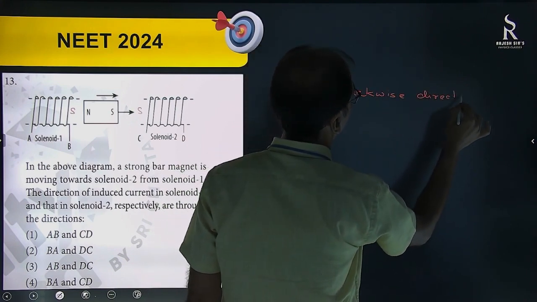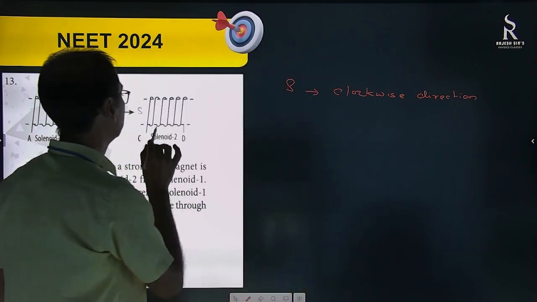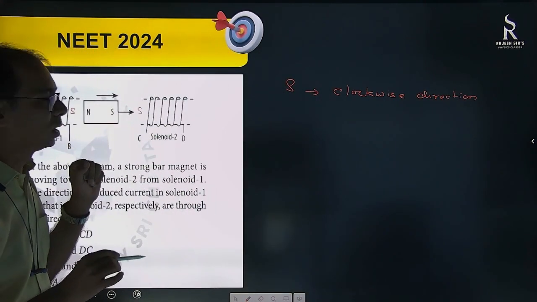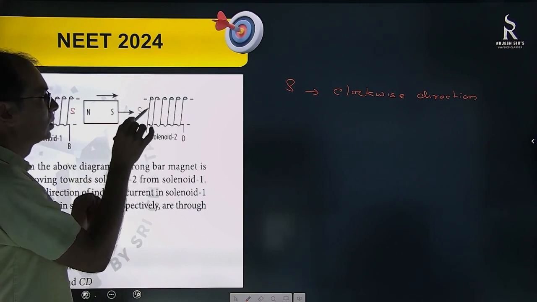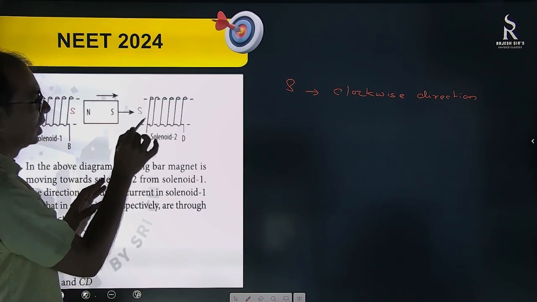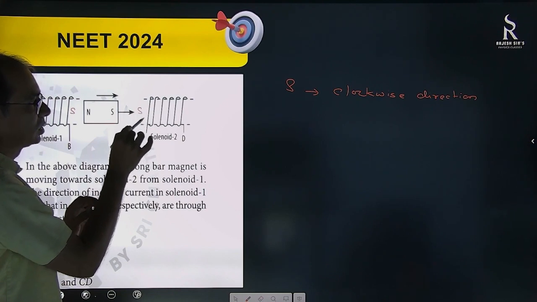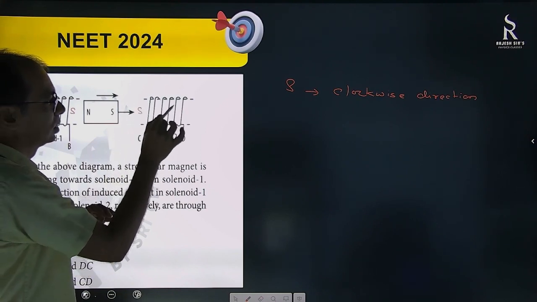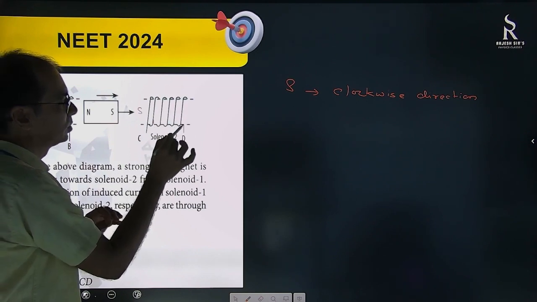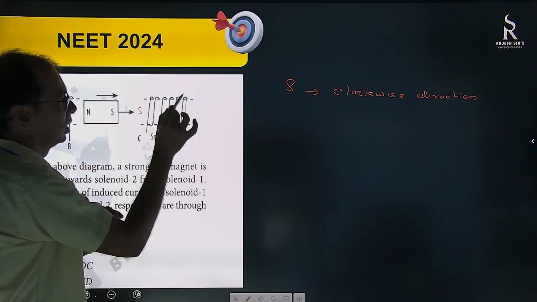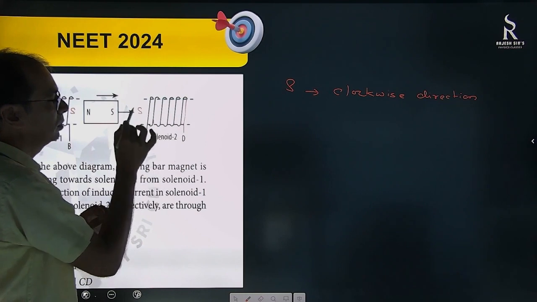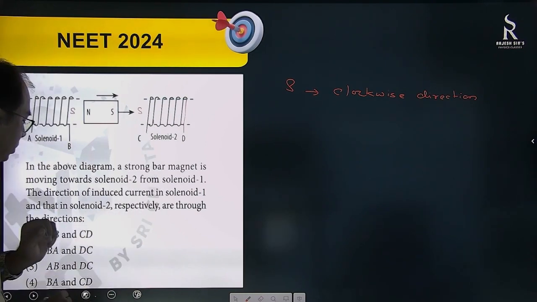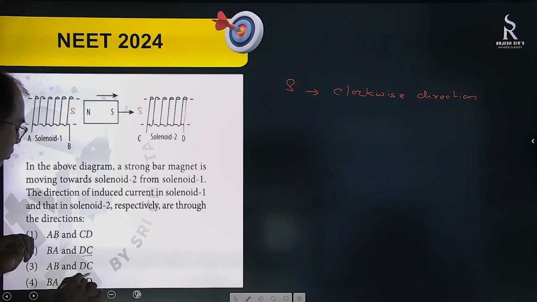Okay, so clockwise means that when I look towards this solenoid, the current appears to me as clockwise. Clockwise means like this, like this, like this. So it's coming in this way. So the current is coming from D to C. D to C means this is here and this is also here.